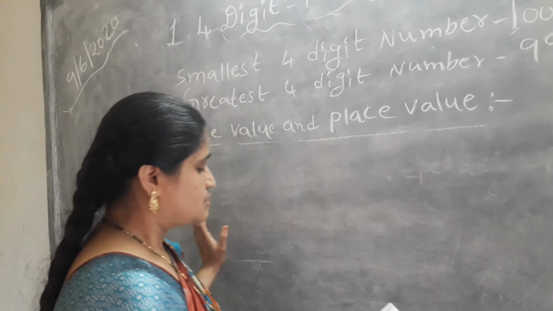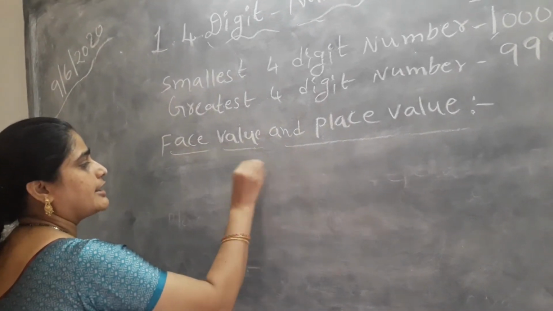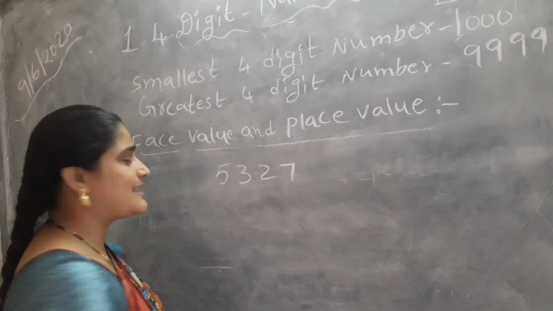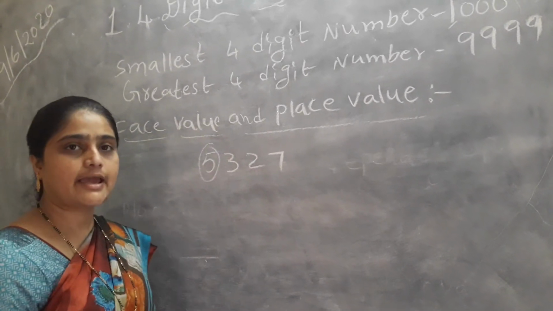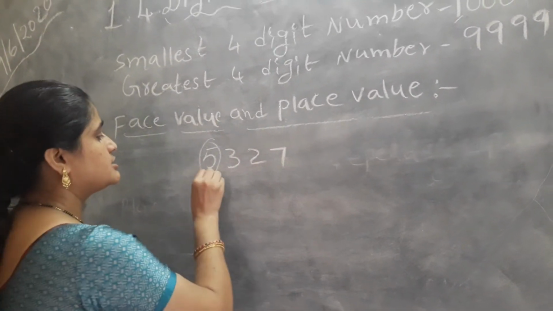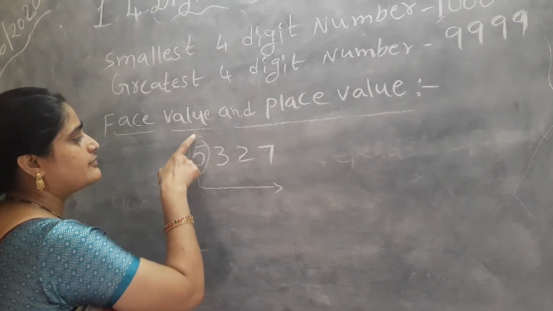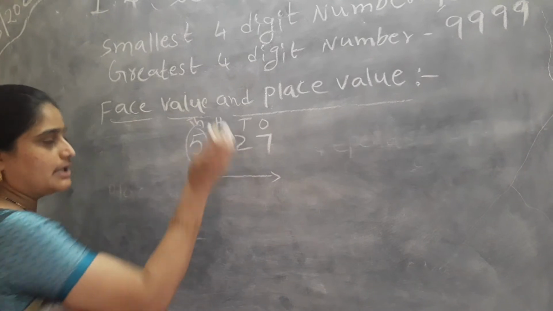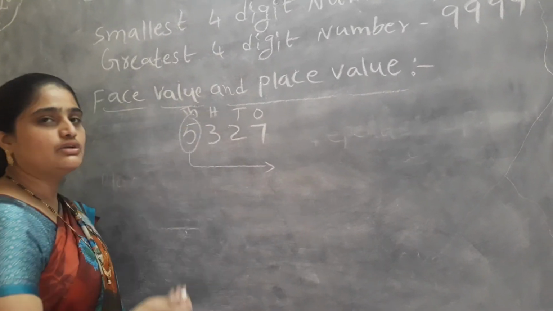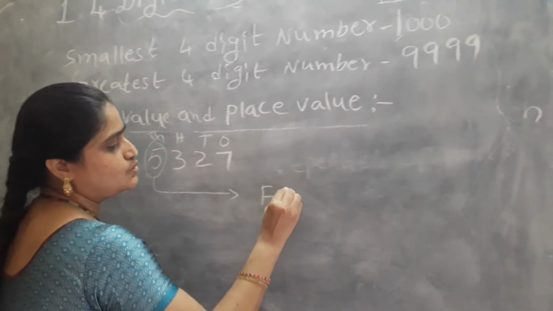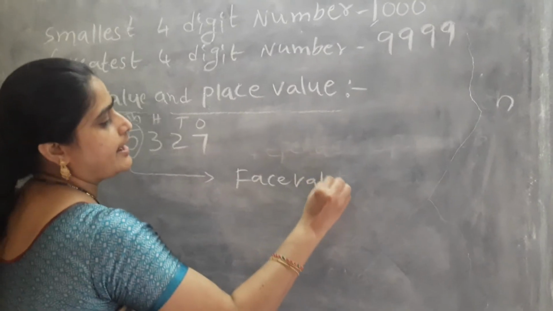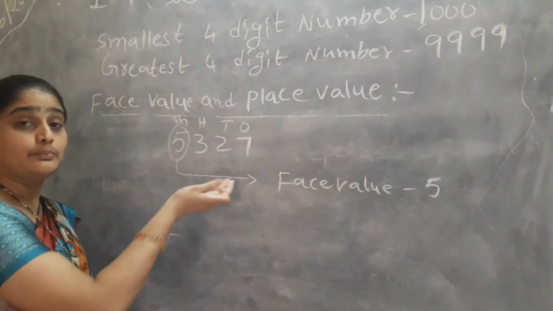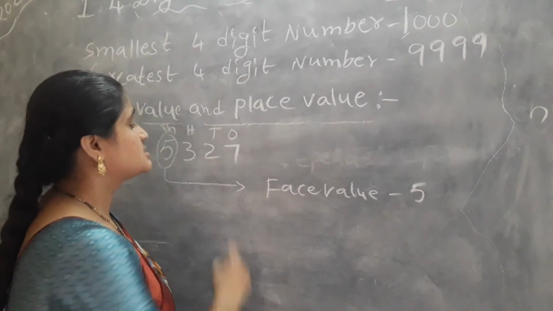Okay. So for example, I will write one number here. What is the face value of 5? Itself only. That means 5 is in the thousands place, after 1, 10, 100, thousands. But the actual value is 5. That's why the face value is 5. No need to write a place value. This is face value.